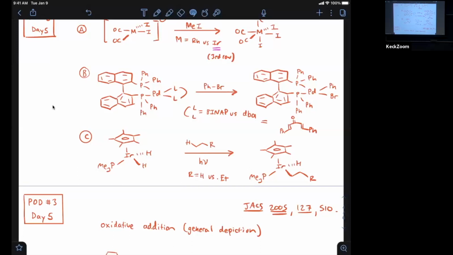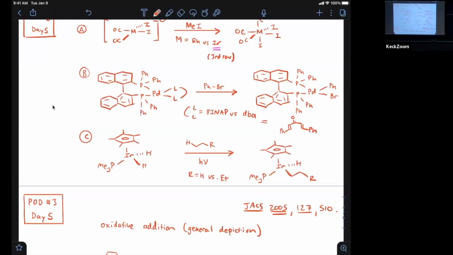Trust your gut, Hannah. Okay, stick with the original answer, DBA. There are competing factors here. You might go along one of two trains of thought. One is you could say, okay, BINAP is a stronger sigma donor. It is potentially a little bit more rigid, depending on how DBA is drawn. We don't have that specified here.